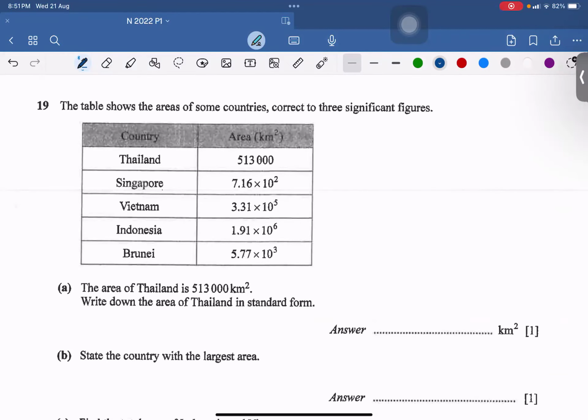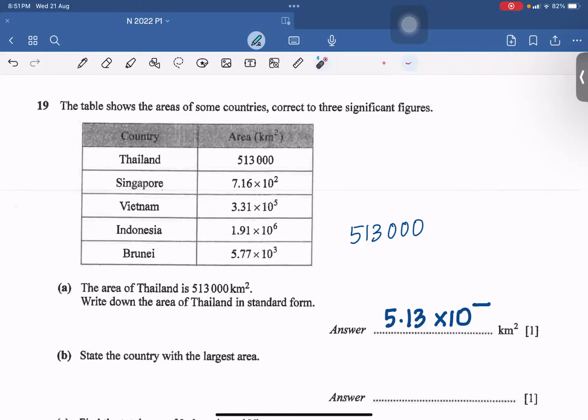Okay. Standard form. The area of Thailand is 513,000 square kilometers. Write down the area of Thailand in standard form. So the number is 513,000. Changing to standard form means the number must be smaller than 10 and bigger than 1. So I will have 5.13 times 10. Somebody wrote the answer directly as a power. No, times 10 to the power of something.